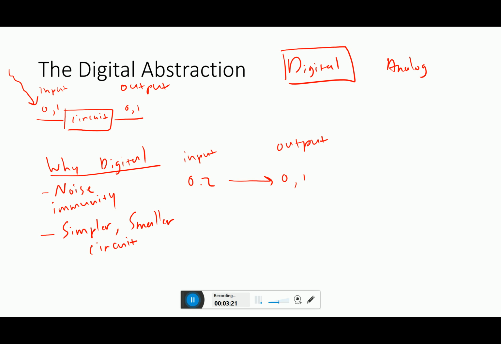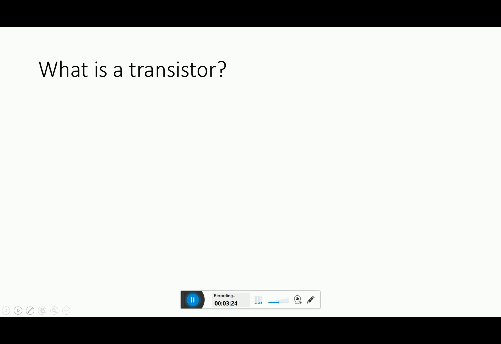Okay, so how do we design a digital circuit? Well, we design them with transistors. So the question is, what is a transistor? A transistor is an electrically driven switch. So what that means is instead of a mechanically driven switch like you would have in a regular circuit board, we have an electrically driven one. So instead of flipping it, we apply a voltage to the gate terminal and the switch turns on or off.